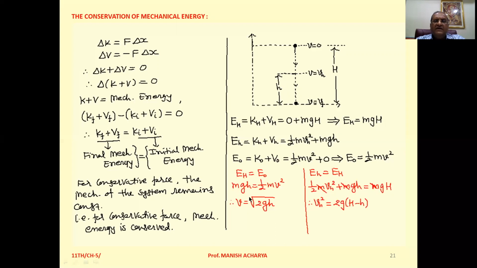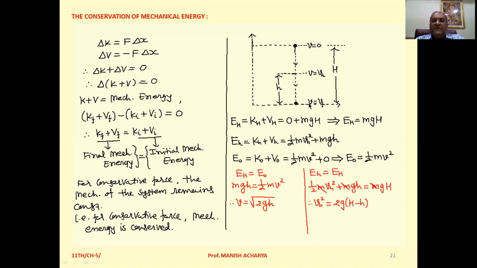So at height H we can take the energy, that is mgH. Please correct it here to capital H. Equal to half m v square. So v equals under root 2gH. Please write capital H here when you write.